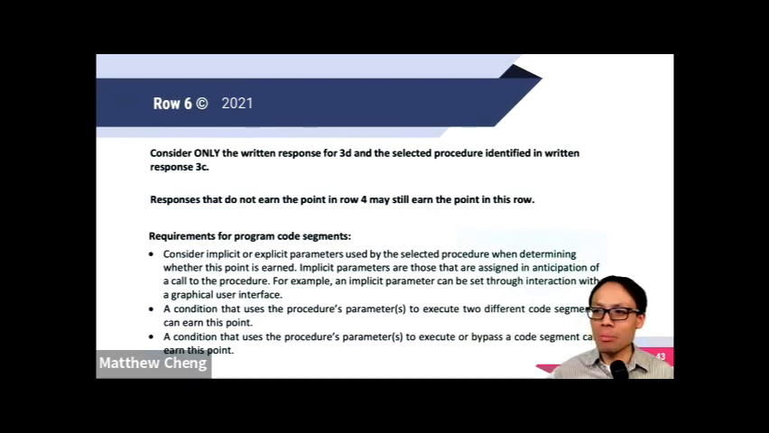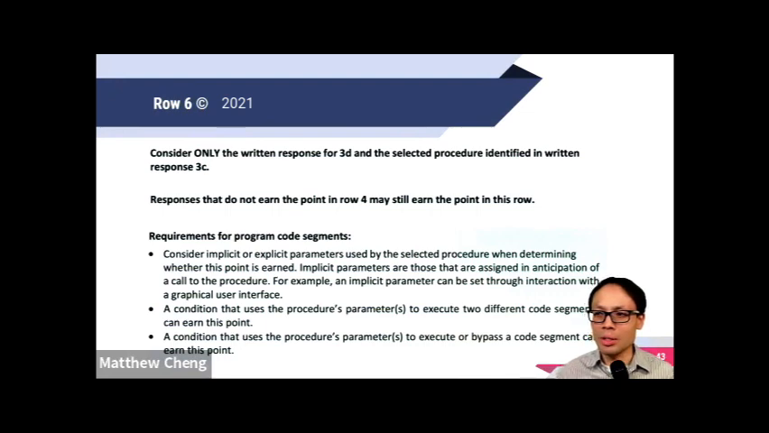It says, consider implicit or explicit parameters used by the selected procedure when determining whether this point is earned. Implicit parameters are those that are assigned in anticipation of a call to the procedure. For example, an implicit parameter can be set through interactions with a graphical user interface, also known as a GUI. Second bullet point, a condition that uses the procedure's parameter to execute 2 different code segments can also earn this point. And the third bullet point, a condition that uses the procedure's parameters to execute or bypass a code segment can also earn this point.